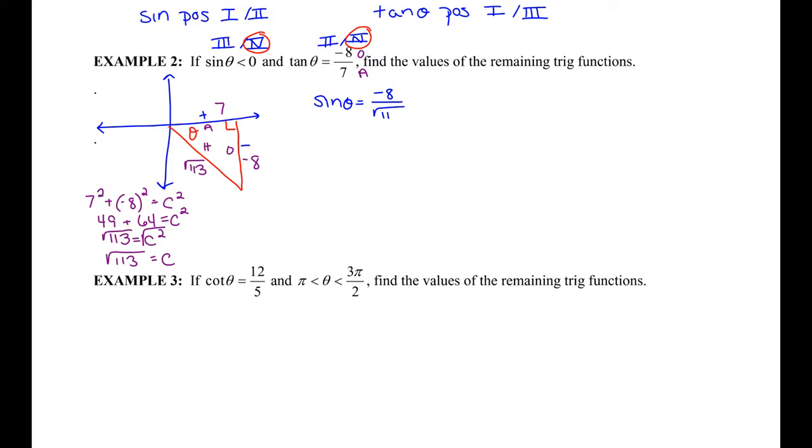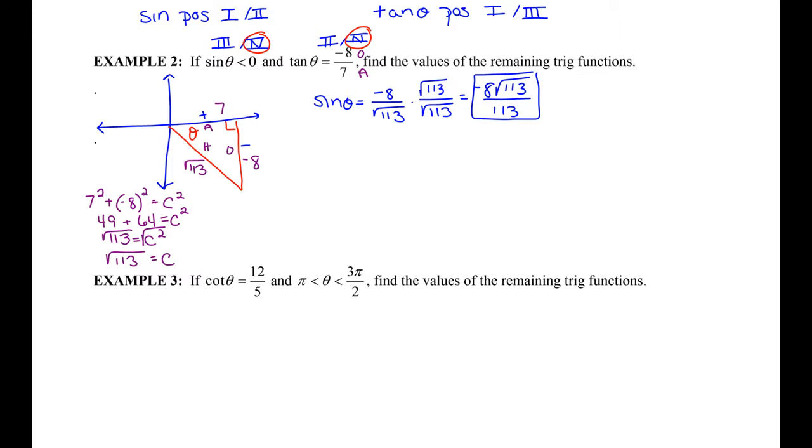Then, because I cannot have a radical in my denominator, I must rationalize this by taking the square root of 113 over the square root of 113. This simplifies to negative 8 root 113 over 113.